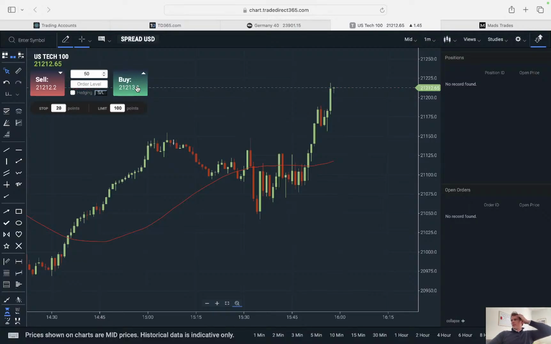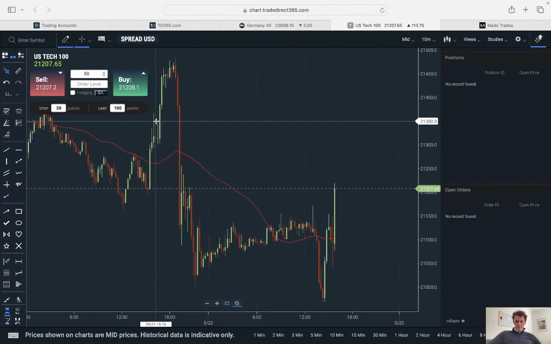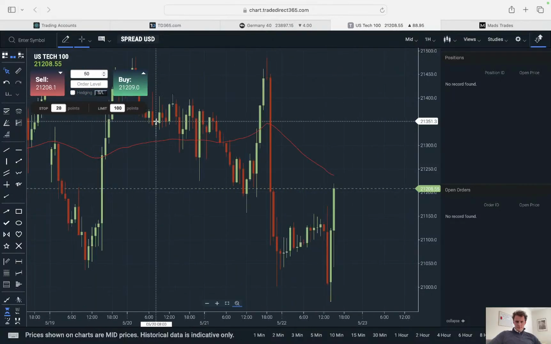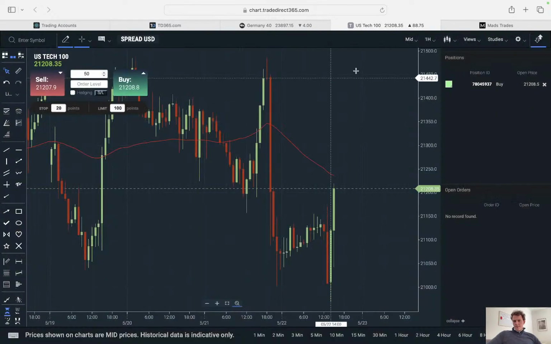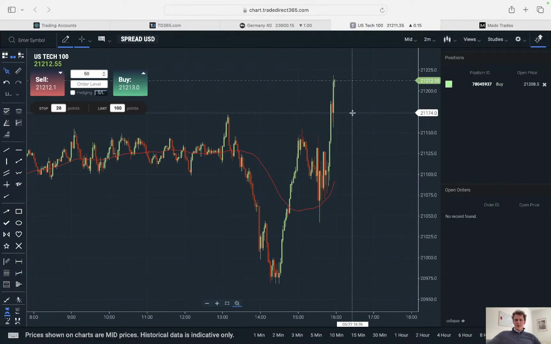DAX is not really doing anything. The Nasdaq is not really confirming. I'm buying it here. I'm going along with a break above. So this is a breakout that I'm taking. Let's see here if it's gonna push. Let's just exit. I'm not super sure today. It doesn't really look like it's gonna push.